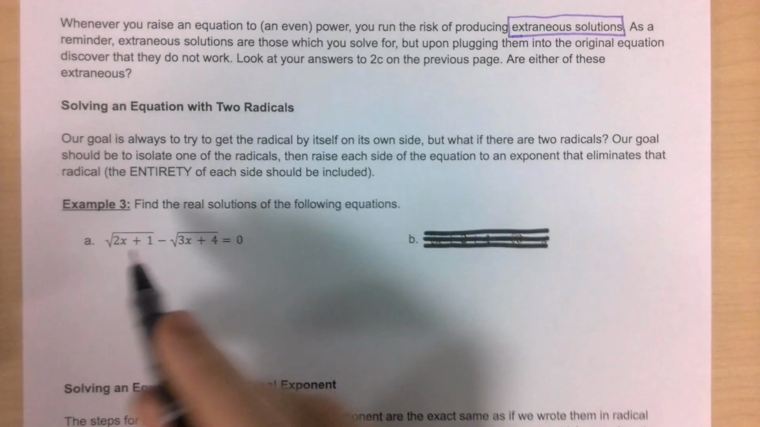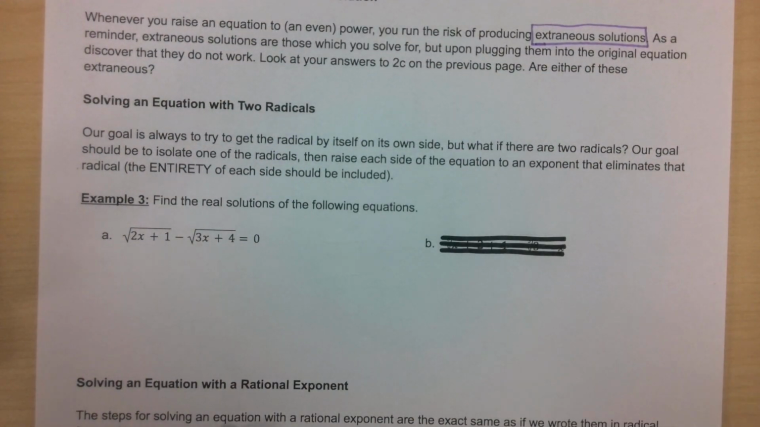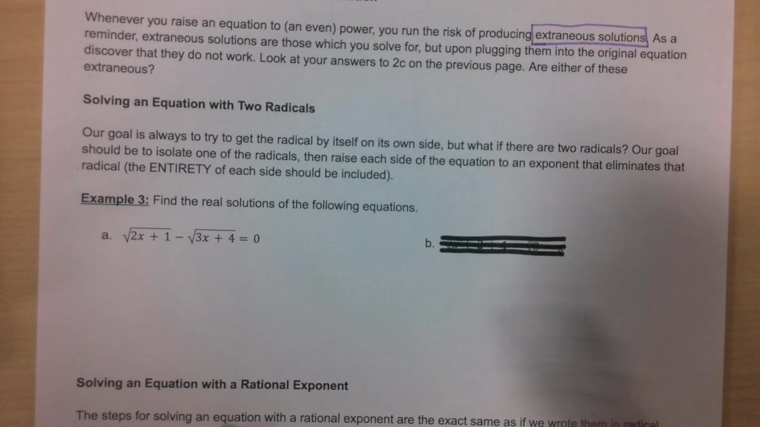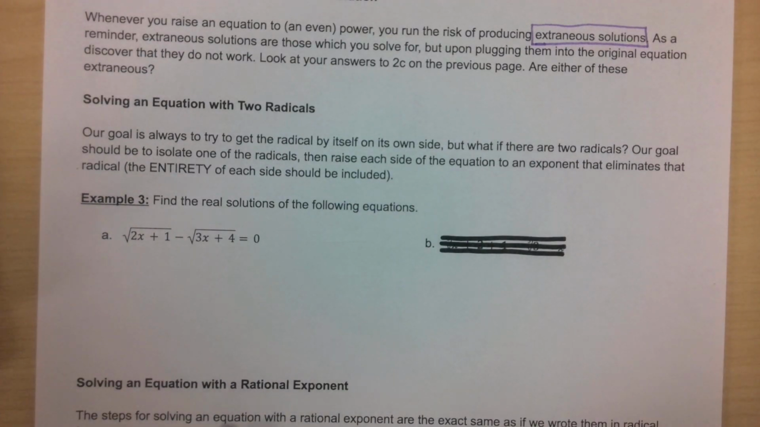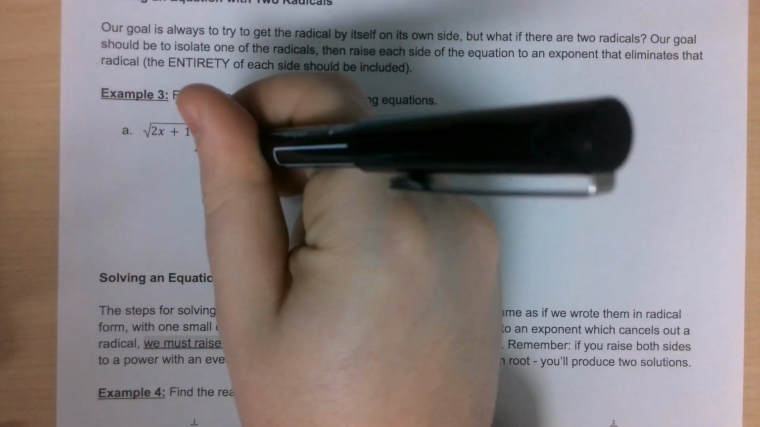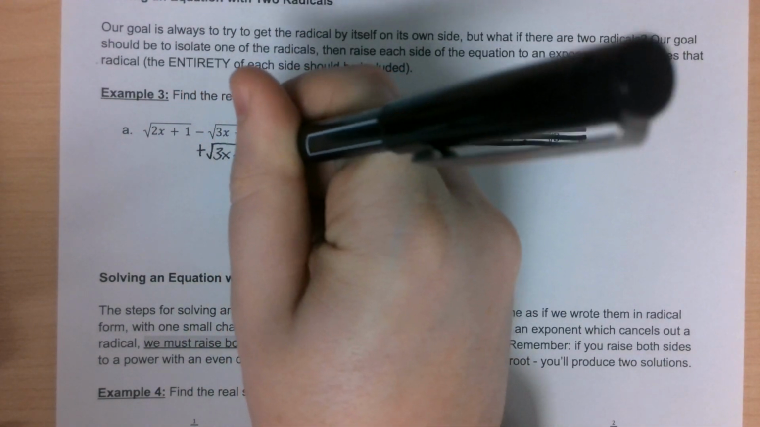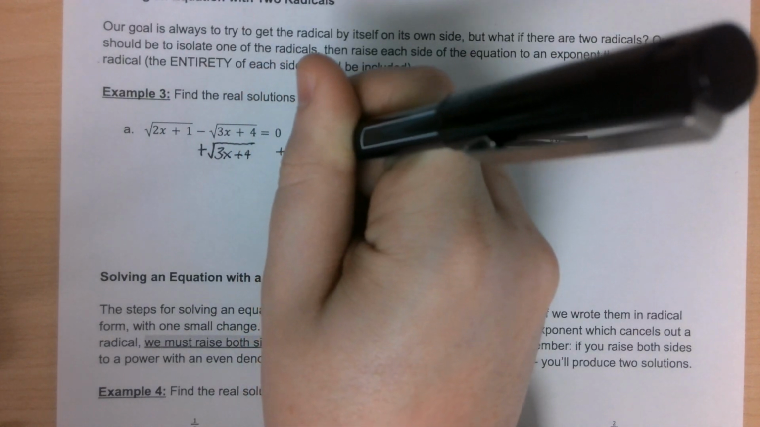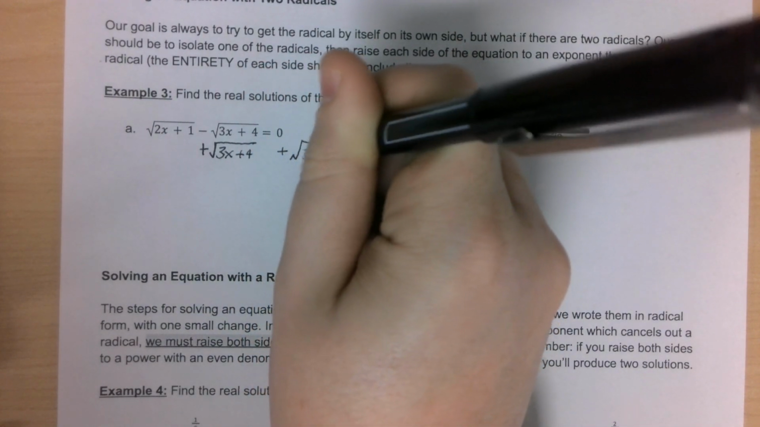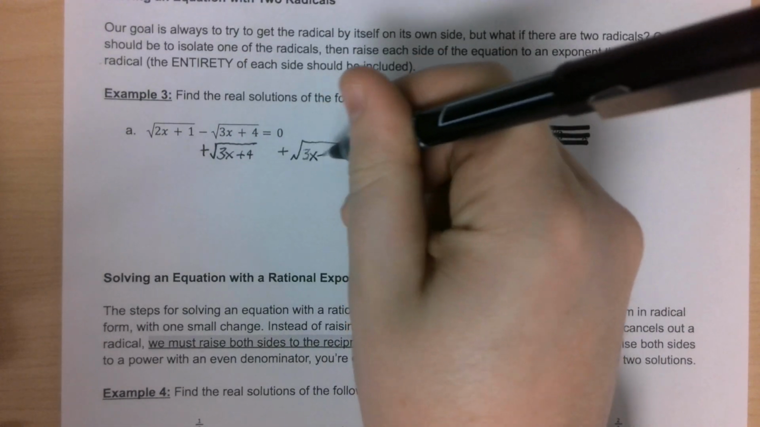Your goal is to get one of the radicals by itself on its own side, then use inverse operations to get rid of them. You may have to square both sides or take the third power of both sides or whatever more than once, but for A we won't need to. So how do we get a radical by itself? We should start by moving this radical, the square root of 3x plus 4, to the other side. So let's add the square root of 3x plus 4 to both sides.